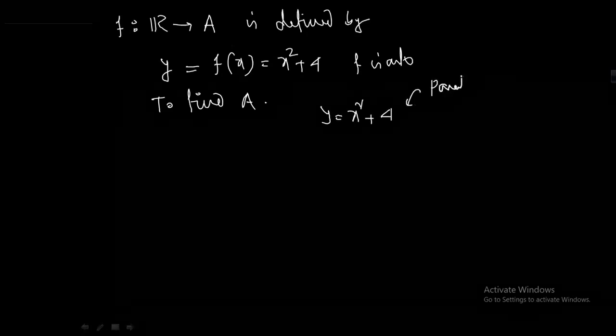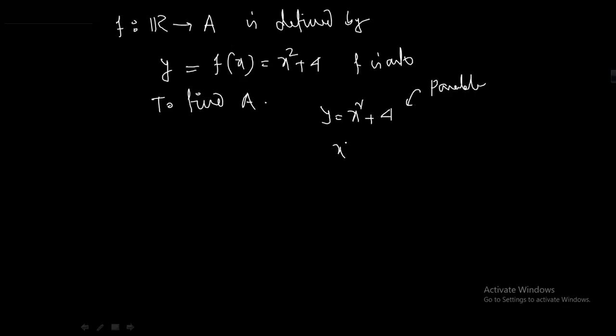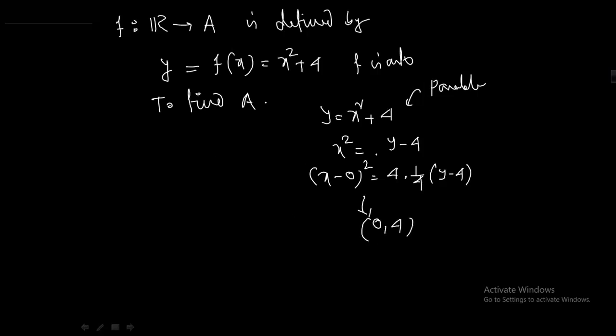I discussed this last day. x² = y - 4, or (x - 0)² = 4 · (1/4) · (y - 4). So the vertex of the parabola is (0, 4), and most importantly the coefficient is positive, that means the value of a is positive, 1/4, because the form is x² = 4ay. So the value of a is positive, which is 1/4.